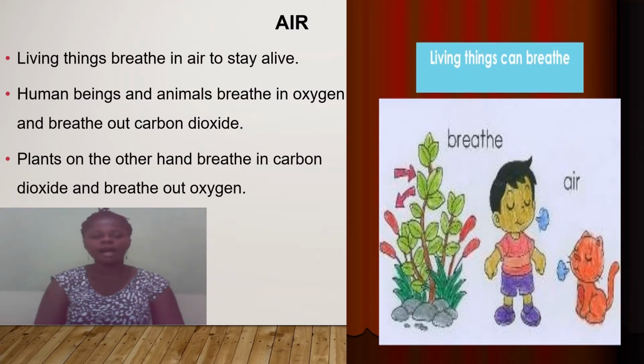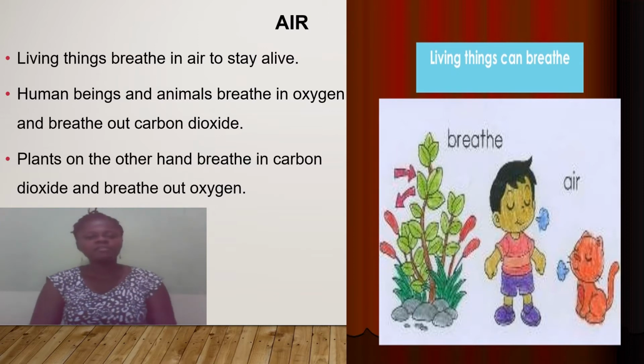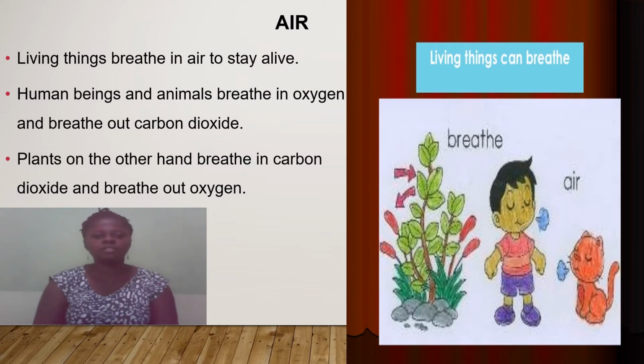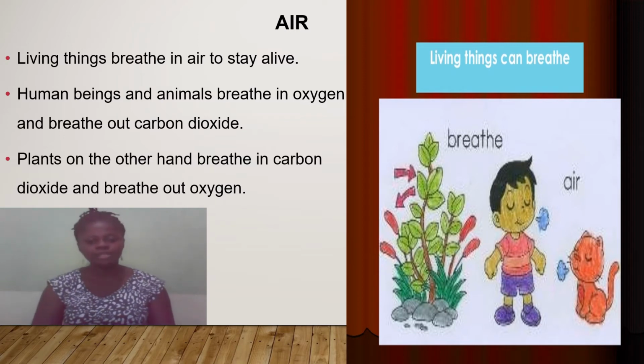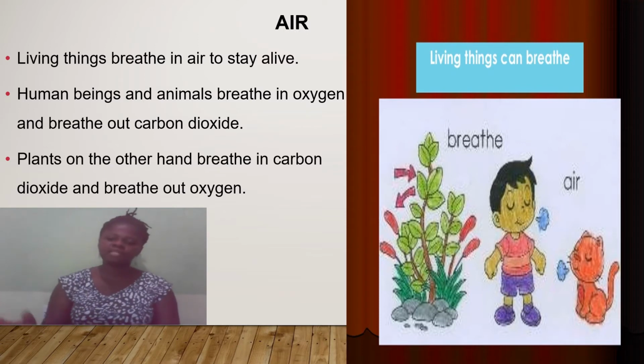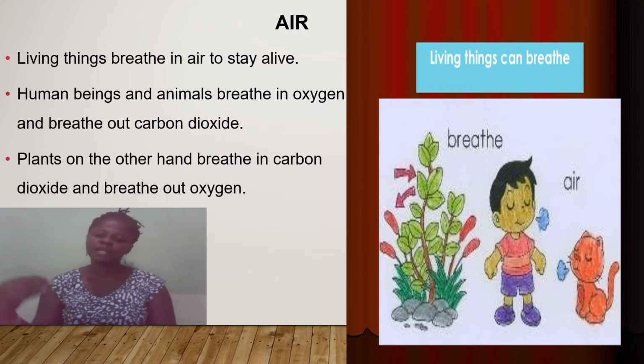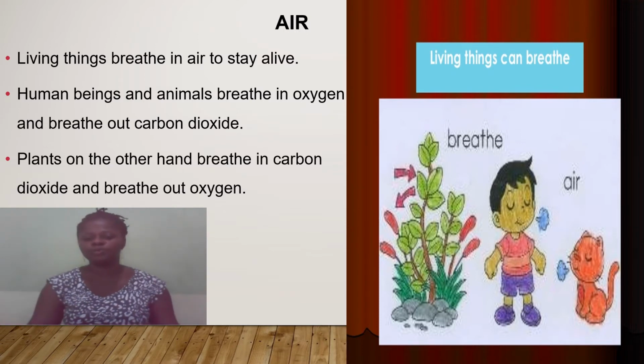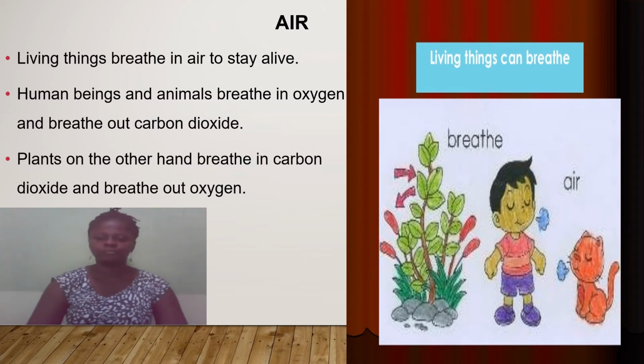Now let's take a look at air. Living things breathe in air to stay alive. Human beings and animals breathe in oxygen and breathe out carbon dioxide. Plants, on the other hand, breathe in carbon dioxide and breathe out oxygen. So what we bring out, the plant will take, and what the plant brings out, we will take. It is the other way around, right?